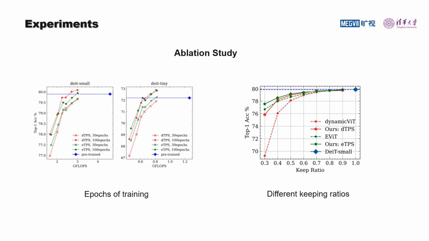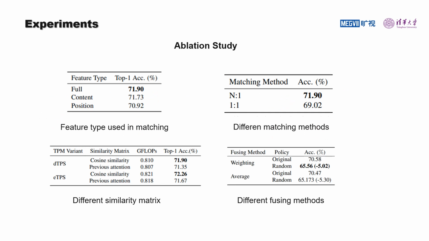In our major experiments, we fine-tune our model for 30 epochs, but we also find our method can benefit from longer training epochs and even surpass the pre-trained models. In our ablation study, we show some different choices in the matching and fusing step. Here, you can see the influences of different feature types, matching methods, and similarity matrix used in the matching step.